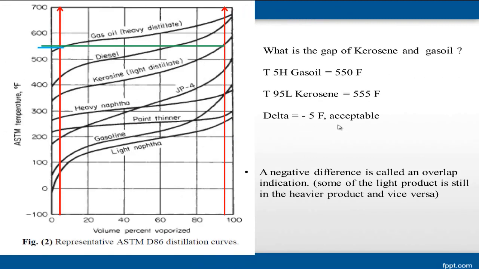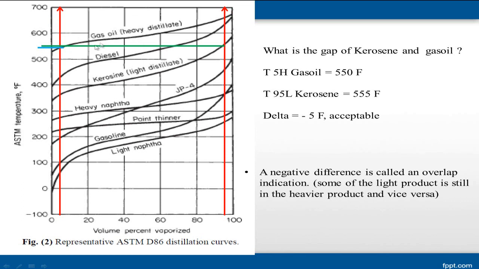Let's see how to calculate the gap of the kerosene and the gas oil. This is the kerosene, this is gas oil. Of course, kerosene is lighter than the gas oil. The red lines represent 5% and 95% in volume.